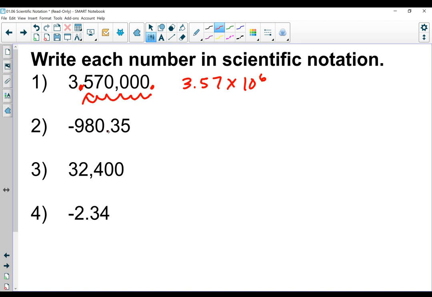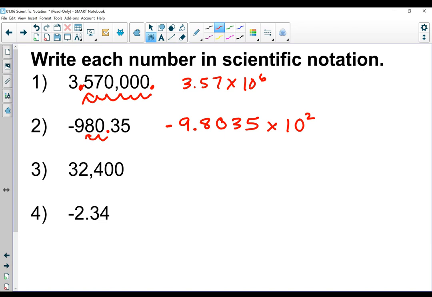On the next one, my decimal's right here. I need to move it so I have one digit in front of my decimal. So that would be negative 9.8035. It is a negative number. So ideally, we're looking at that 9.8035. That's between 1 and 10. That's why I like to think of it as just one digit before the decimal, because you can have negatives. And then this will be times 10 to the, we move 2 places, so 10 squared, 10 to the second power.